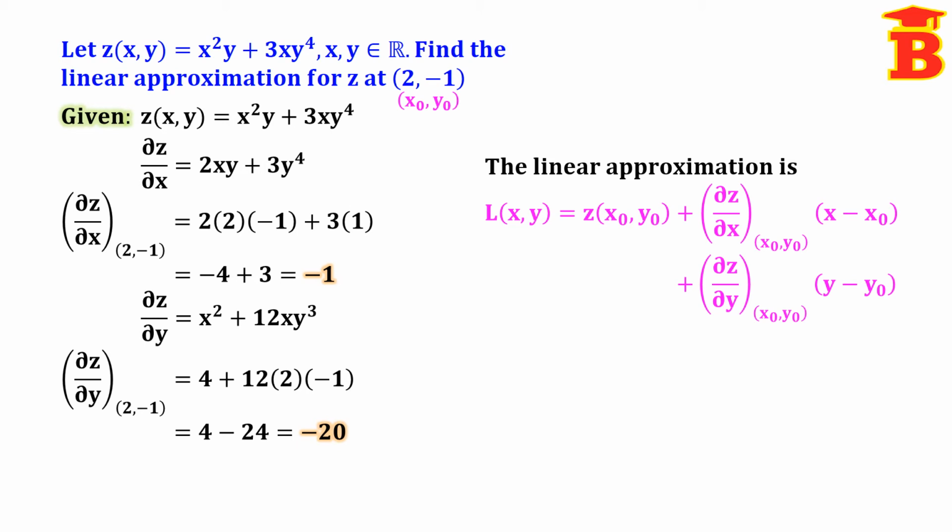And finally we have to find z at the given point. So straight away in the given function just substitute the point 2 comma minus 1. So this is the given function. If we put x is equal to 2 squared 4 into y value minus 1 plus 3 into x value 2 into minus 1 whole power 4 is plus 1.